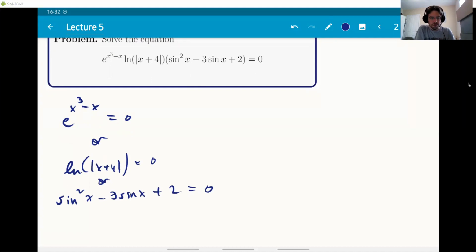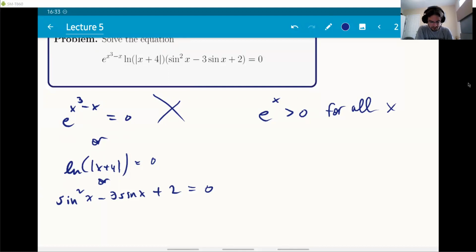Now, when you look at the first one, you immediately realize that it's not possible. e to the anything is always positive. e to the x is positive for all x, so it can never be 0. So that's already out of the question. But the other ones can possibly be 0.